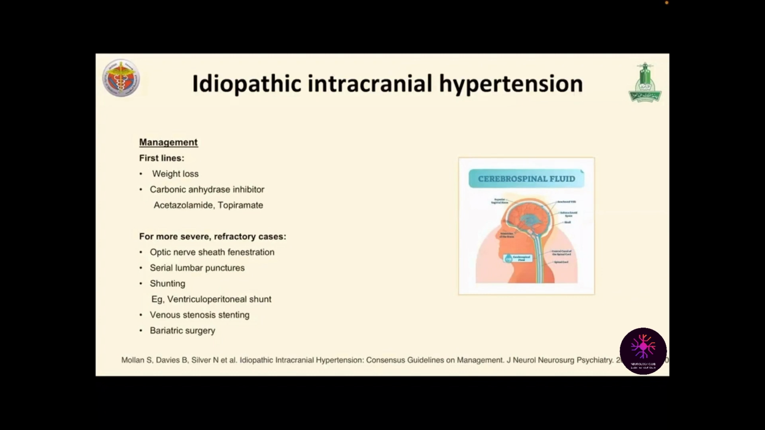So we can offer serial lumbar punctures, but just as a temporary solution. There's also optic nerve sheath fenestration. These are basically little cuts in the optic nerve sheath, so the pressure gets diffused away around the optic nerve. Also, there is CSF shunting and venous stenosis stenting.